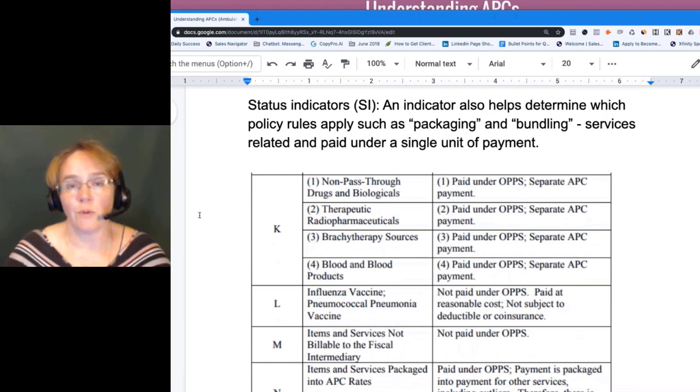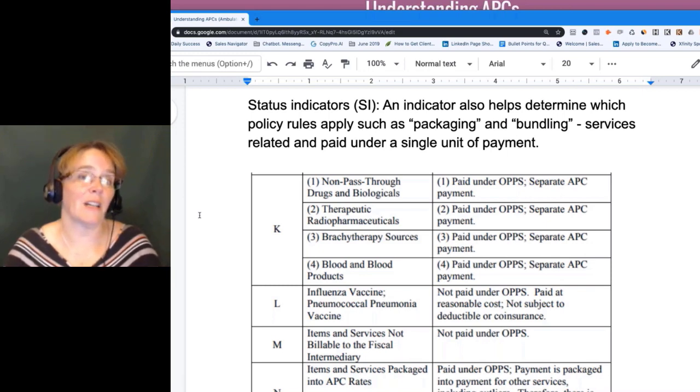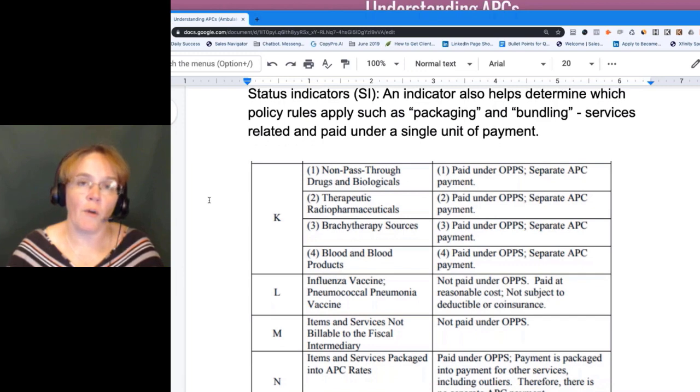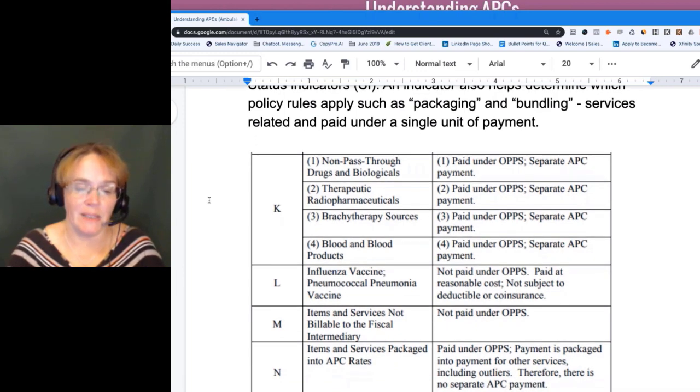things like their policy rules, like packaging or bundling. Now, when you hear packaging or bundling, we also think of things that are inclusive, things that are all provided under the cost of one thing. So they're all bundled together, remember? And so they're paid under a single unit. They asked about status indicator of N, which means that those items or services are already all packaged into that APC rate. They're paid under the outpatient prospective payment system, but the payment is going to be a single payment, and that way there's no separate payment for those separate services.